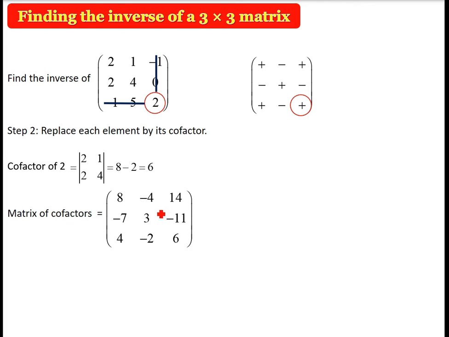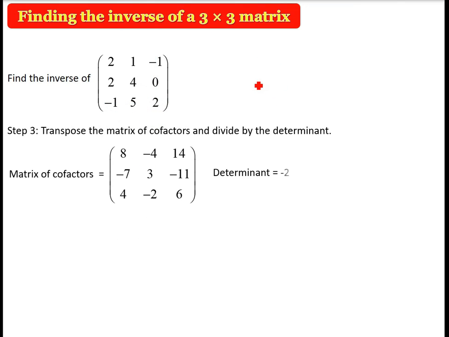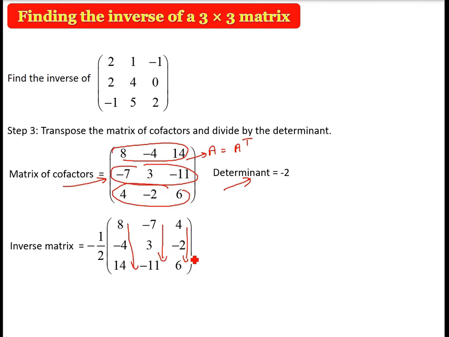But still, the adjoint is the transpose of this. Since we have the cofactors, we have to change the rows and columns. This is the matrix of cofactors. The determinant we have already found out, minus 2. Now you have to take the inverse of it. So the row will become column and column will become row. For example, this is matrix A and we take the transpose. The cofactor matrix, the transpose has to be taken. So 8, minus 4, 14, then minus 7, 3, minus 11 will become the second column, and 4, minus 2, 6 will become the third column. And the determinant is minus 2, and we divide it by minus 2.